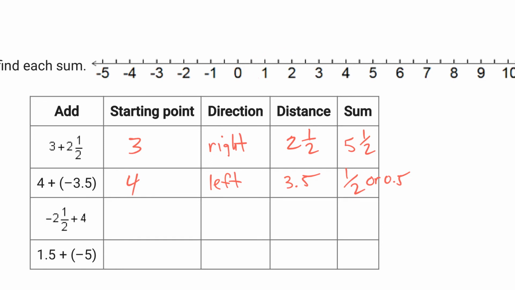Then let's see, what else have I got? This one has a starting point at negative 2.5. So I said negative 2 and 1.5. I'm going to the right, right? Because that's plus and positive, so I'm going to the right. And how much am I going to the right? I'm going to the right 4 spaces. So that's 4. So if I start at negative 2.5, so negative 2.5 is right here, and I go to the right 4 spaces, that'd be 1, 2, 3, 4.